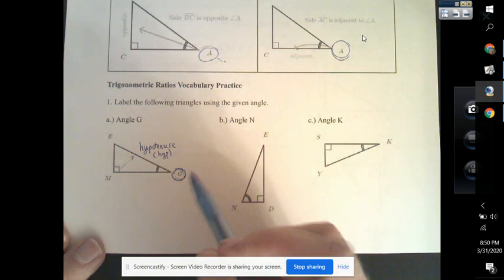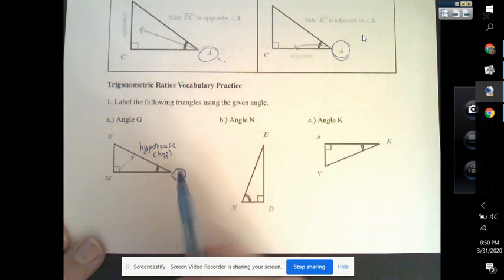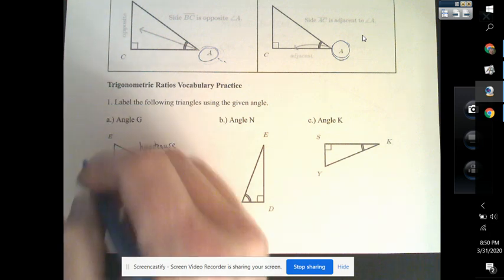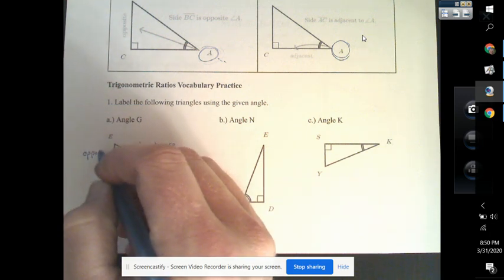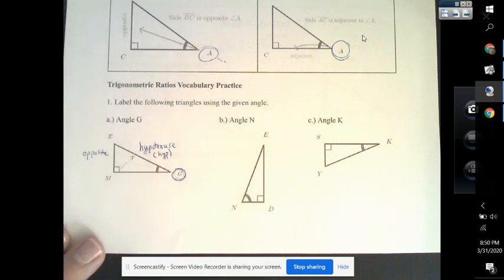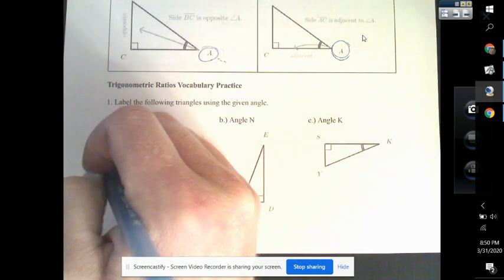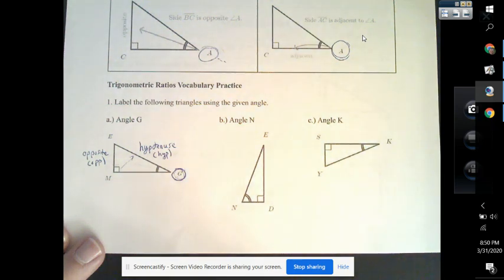All right. Next, I always like to find the opposite. So here's my angle. Go straight across, okay? Straight across from where your angle is. So here's your opposite. Okay, so EM would be my opposite. We abbreviate that OPP because mathematicians like to be lazy.